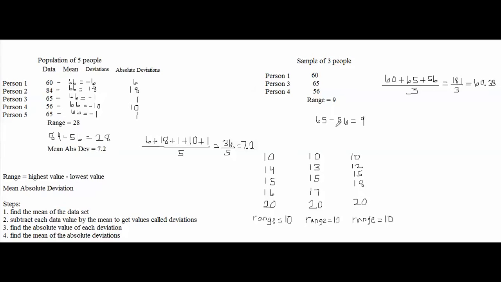So we finished step 1 and found the mean of the data set. Step 2 is subtracting each data value by the mean. In order to make this easier so that we don't have to deal with decimals, let's round this mean from 60.33 down to 60. Let's round it to the nearest whole number.